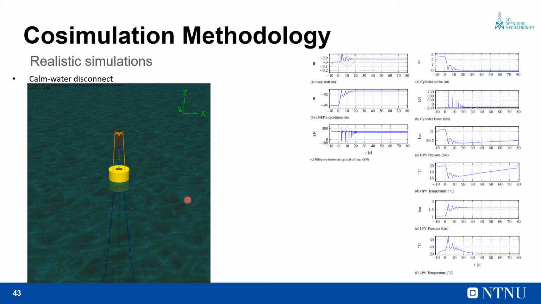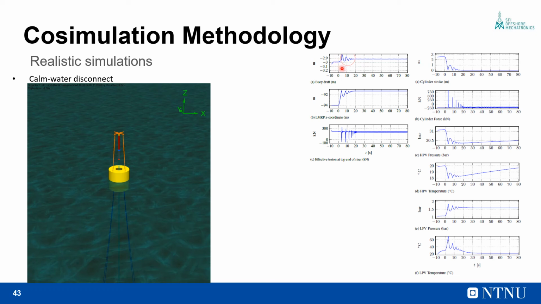We now look at the calm water disconnect of the arrangement, where the buoy is floating in calm water and the LMRP is disconnected at 0 seconds into the simulation. As soon as the LMRP is disconnected, the cylinder begins to retract, the LMRP rises, the cylinder hits end stroke, and this is also reflected in the motion of the LMRP. Also, as the cylinder hits end stroke, momentum is transferred from the riser stack onto the buoy and the buoy starts bobbing up and down.